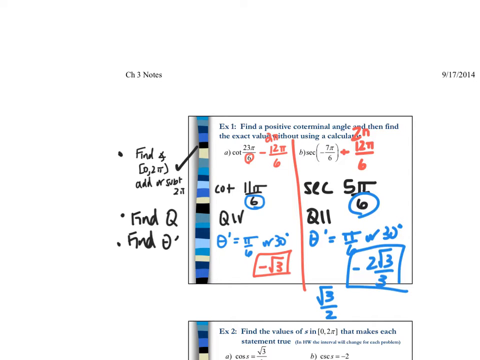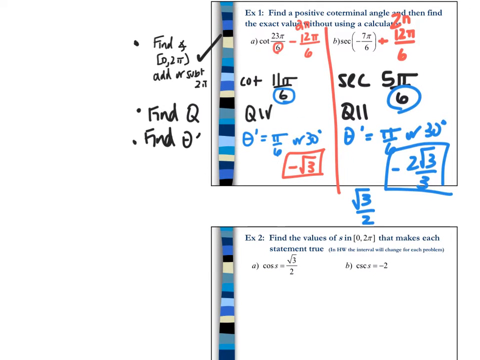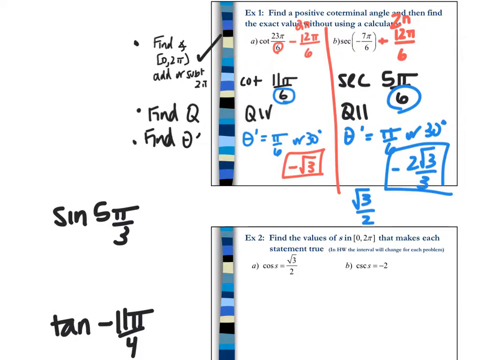All right, I'm going to give you 2 more to try on your own. So I want you to do the sine of, we'll go with 5 pi over 3, and I want you to do the tangent of negative 11 pi over 4. Pause the video and try those 2.